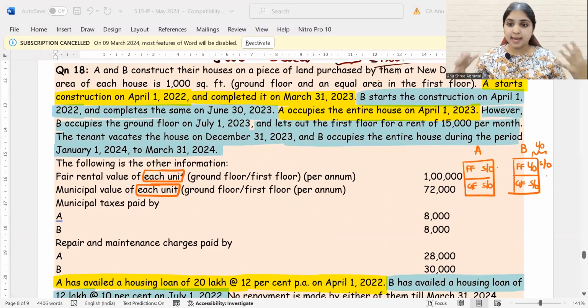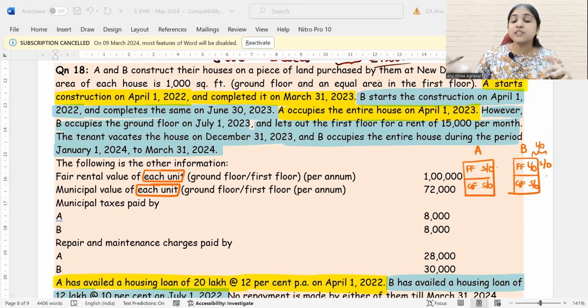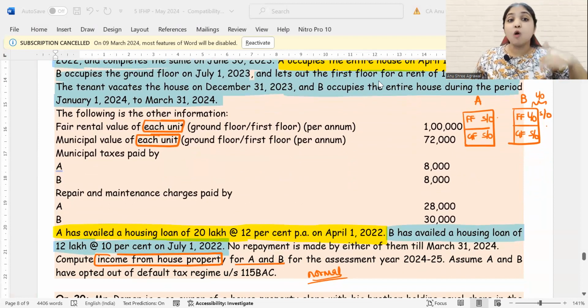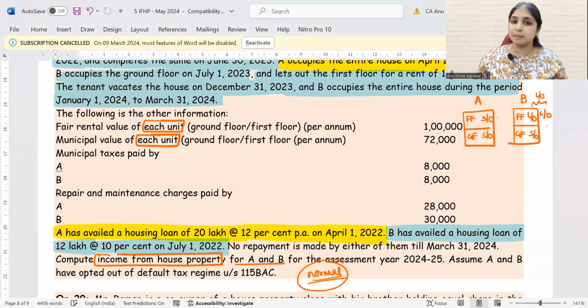We have two assessees, A and B. A has a house, B has a house. A has fully self-occupied the house. B has self-occupied the ground floor. First floor, part of it is let out, part of it is self-occupied. For both A and B, they have given municipal value numbers, fair rent numbers, municipal tax numbers and all. For both A and B, they have given us information about the loan, when construction started, when construction completed and all. They're not asking us for total income calculation. They're asking us only for IFHP calculation. They're saying assessee has opted out of the default tax regime, which means normal provisions.